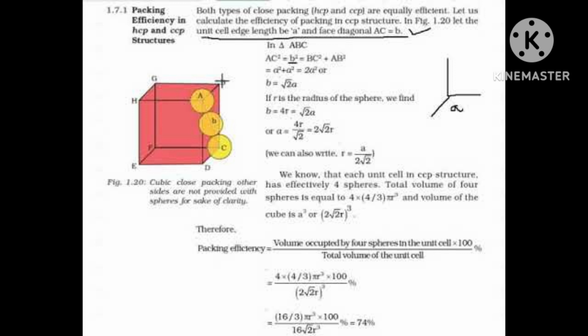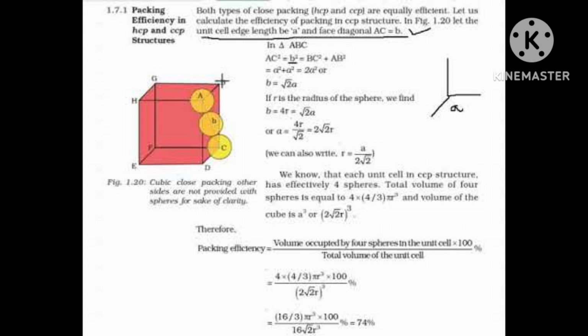Then the face you can write A, B, C, D. One face only you consider, only one face; 6 faces are there. Then A and C is a diagonal. AC you can join, and that is the diagonal. In that diagonal you consider that 3 atoms are placed diagonally. Correct? 3 spheres are there on the diagonal.